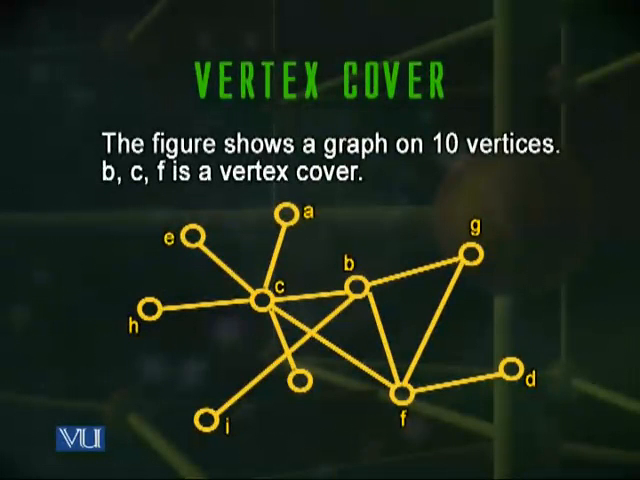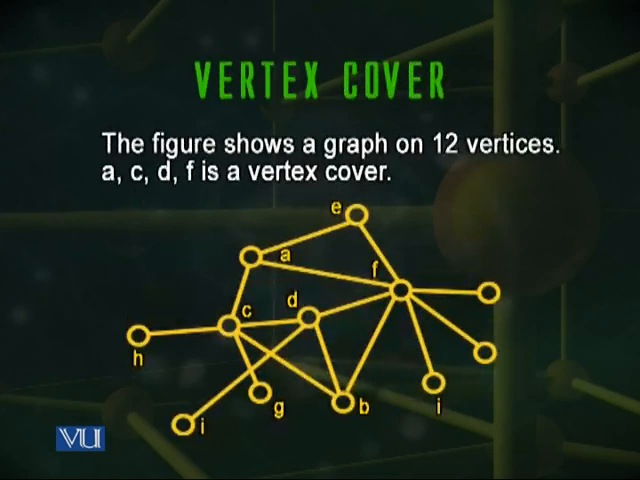Let's look at this graph G given to you on your screen. It has 10 vertices. And now if you look at the vertices B, C and F, you realize that these three vertices form a vertex cover in this graph. That is because all the edges in the graph intersect this set. If you look at any edge in this graph, that intersects the set B, C and F. Therefore, this set is a vertex cover.